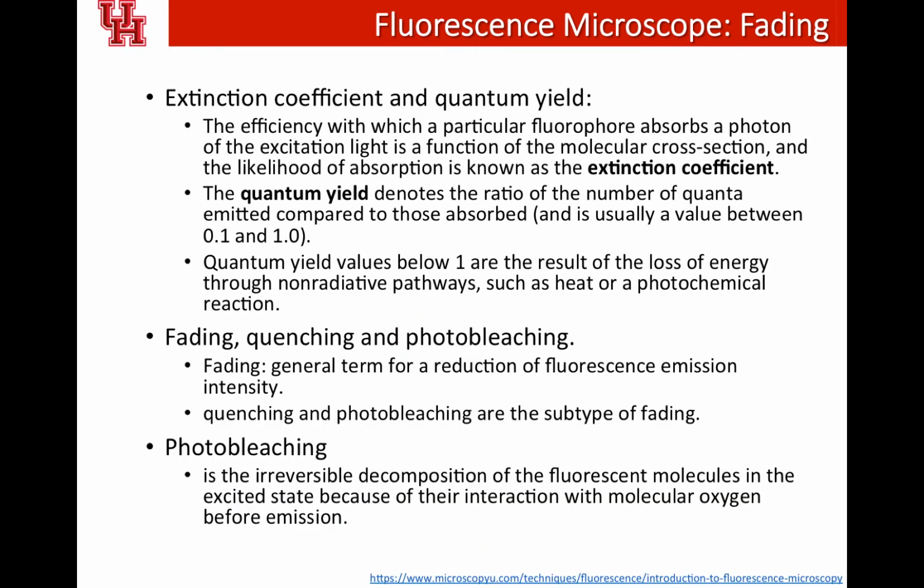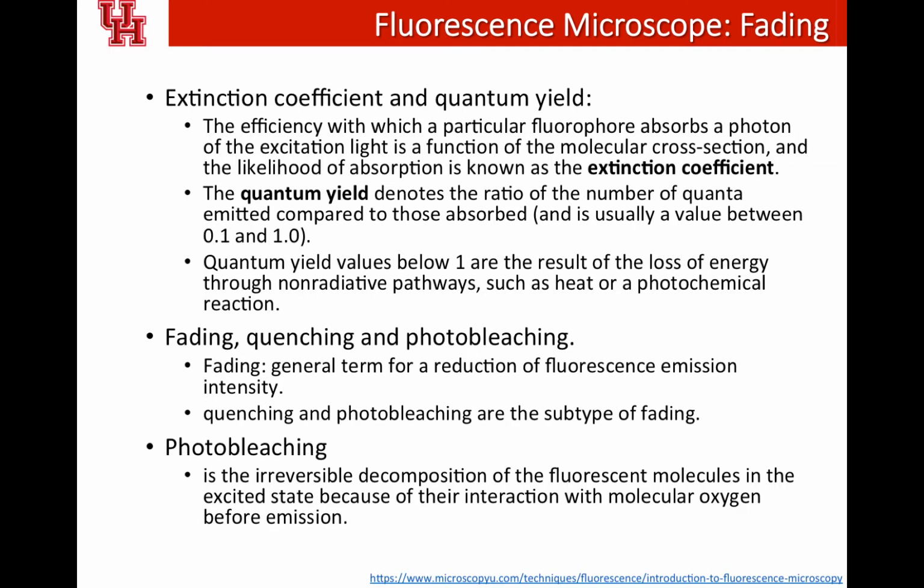Okay, so for fluorescence, there are always two very important parameters. One is called the extinction coefficient. The other is called the quantum yield. The efficiency with which a particular fluorophore absorbs a photon of excitation light is a function of the molecule's cross-section, and the likelihood of absorption is known as the extinction coefficient. So basically, the extinction coefficient is a number that describes how well the molecule can absorb light, how many percent of light it can absorb. So that's called the extinction coefficient.